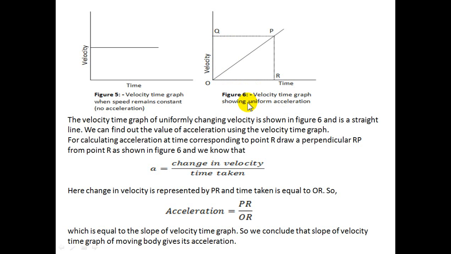If the velocity-time graph shows uniform acceleration, where velocity increases in the same way as time increases, there is an equal interval of displacement with respect to time, and then we will get a uniform velocity graph. The velocity-time graph of uniformly changing velocity is shown in figure 6, and it is a straight line.